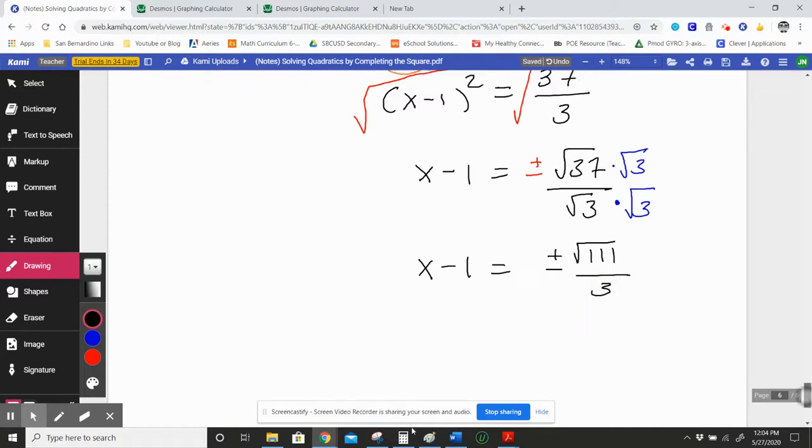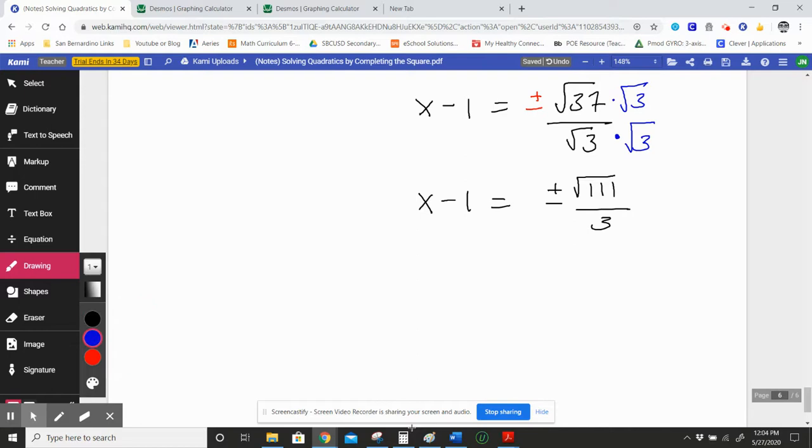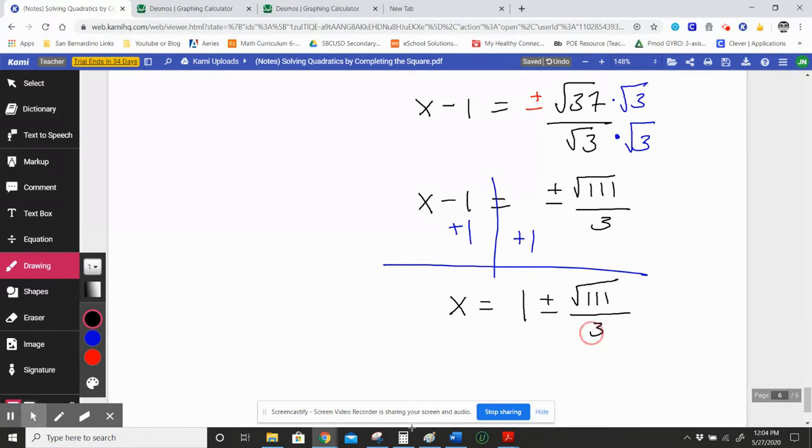Almost done. You've mastered fractions by now. So when we add 1 to both sides to get the x by itself, we're basically done. So x is equal to 1 plus or minus the square root of 111 divided by 3. And this is your final answer. And you're wondering, like, what the heck? What an ugly answer. Why did I get that crazy answer?